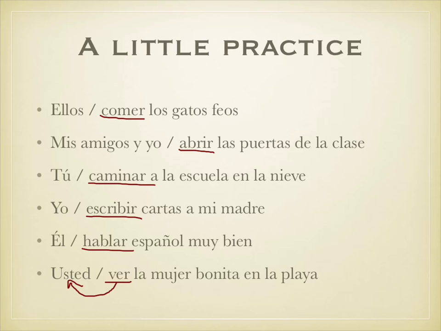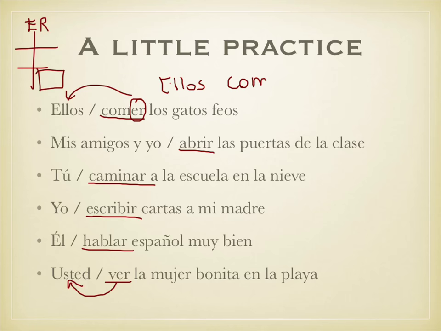Okay, let's look at this. Well, first one, it's ellos comer los gatos feos. Okay, so we're going to make this into a complete sentence. That means we have to change this ending to match ellos. And if we go back to our chart, ellos was over here in this little box, and it's also an ER verb. Okay, and so now we know we're going to change it. We're going to say ellos comen los gatos feos. Okay, we changed the verb ending.